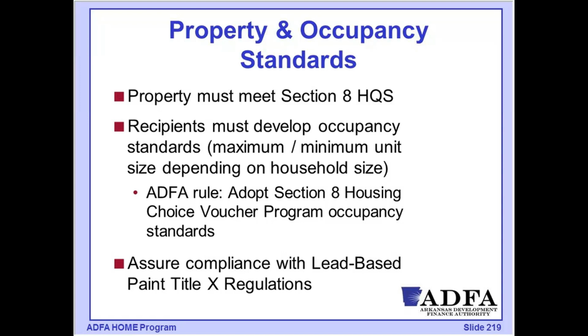The recipient will also, as part of their program design, have to have an occupancy standard in place. So that's the minimum size of a unit for a specific number of folks to be able to occupy. So if I have a 5-person household, then there are going to be standards about how large of a unit they would need. So ADFA has kind of simplified this by saying you need to go ahead and adopt the Section 8 Housing Choice Voucher Program's occupancy standard. So you don't have to create one, you can adopt the Section 8 standards.